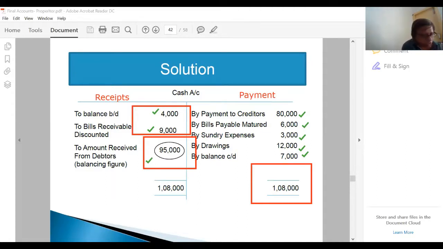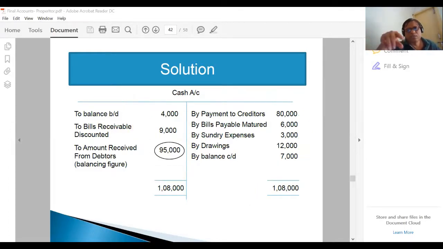Drawing means the proprietor uses their fund. Bill payable matured, that means we are supposed to pay on a particular date. We are paying payment to creditor. We have paid for all credit purchases. So that is what is mentioned here.